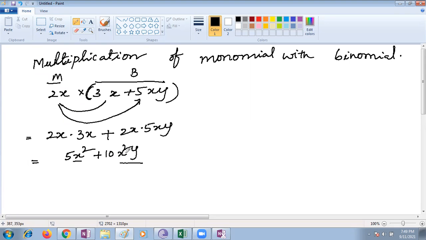Is it correct, children? Only like terms we can add. We are unable to add unlike terms. Ma'am, then what will be the answer? This is only the answer.